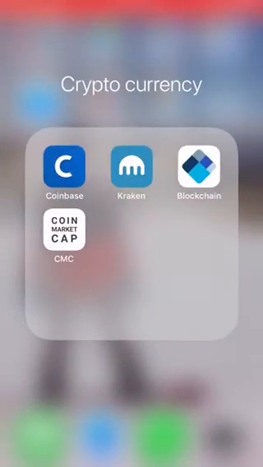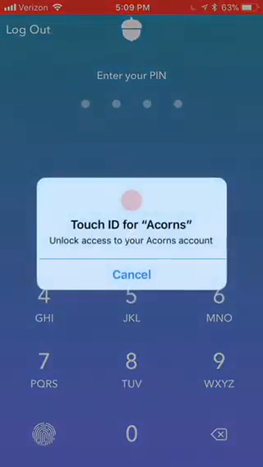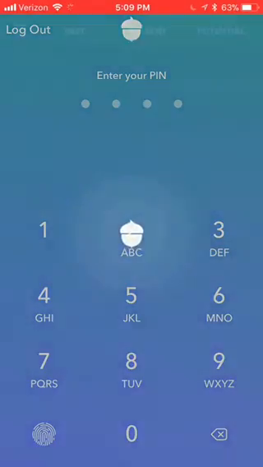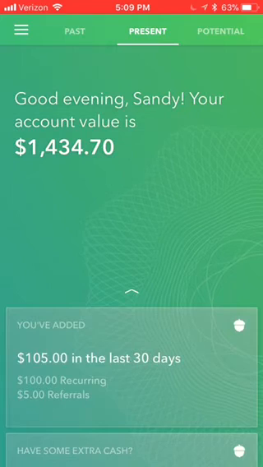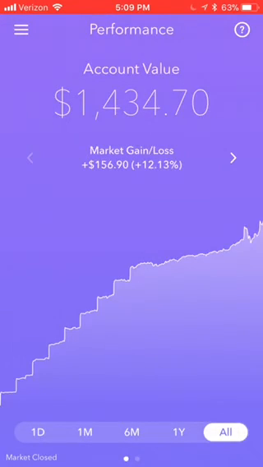The reason why I invested that much money was because it's the same amount of money that I invested in my Acorns account, which is a mutual fund account. And I have about $1,400 in that account, which I believe is a 12.13% increase, which is fantastic. A 4% market gain is out of this world. So 12% is just fantastic, and it's been stable around 12% over the past 2 years.